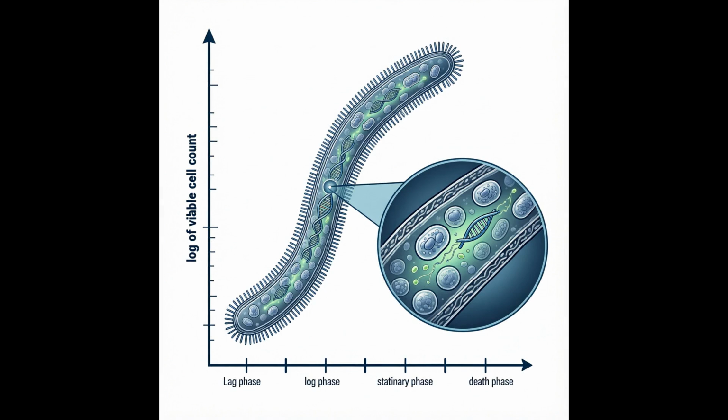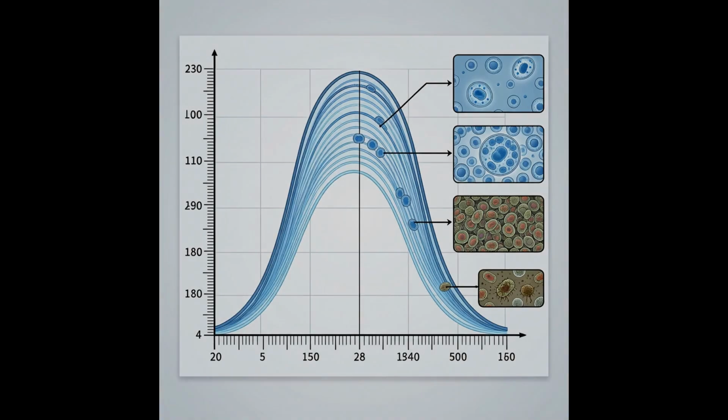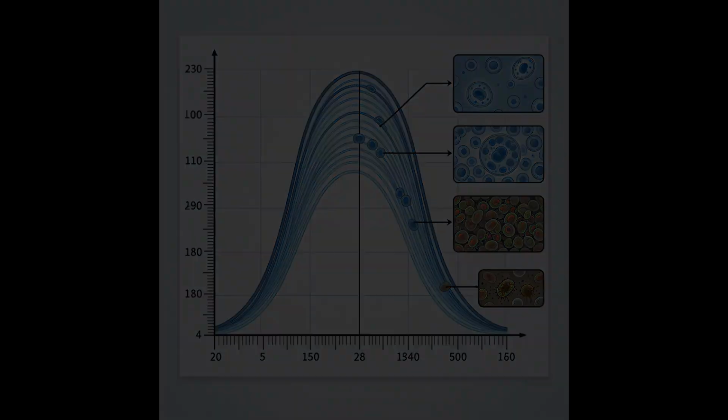As resources deplete, waste products accumulate to toxic levels, forcing the population into a stationary state where birth rates equal death rates. Finally, when inhibitory conditions overwhelm cellular repair mechanisms, the death phase emerges as net loss of viable organisms becomes inevitable. The sigmoidal pattern demonstrates that physical limits on expansion are not arbitrary, but arise from specific mechanistic bottlenecks in resource availability and chemical toxicity.